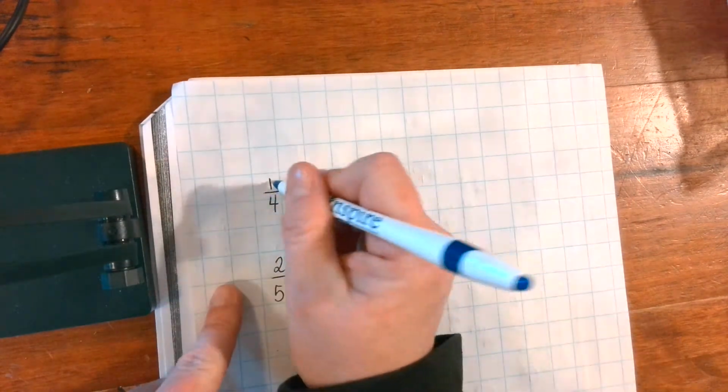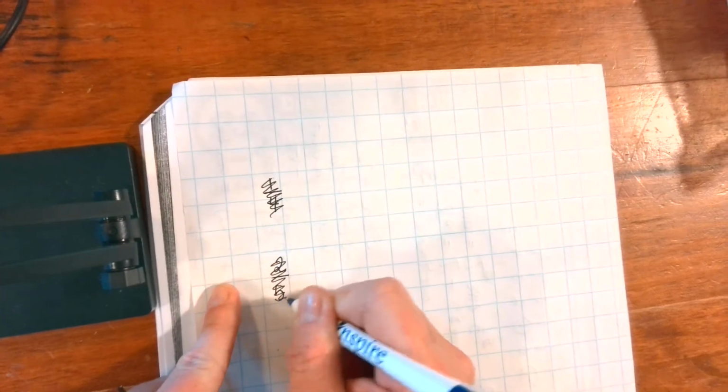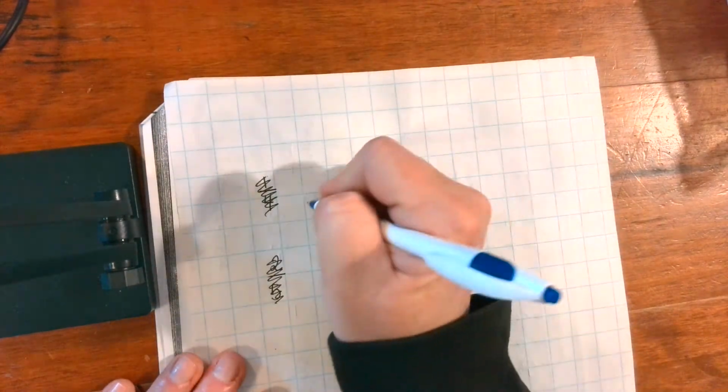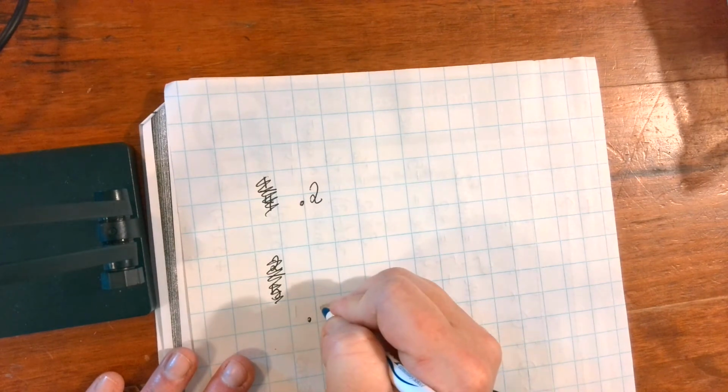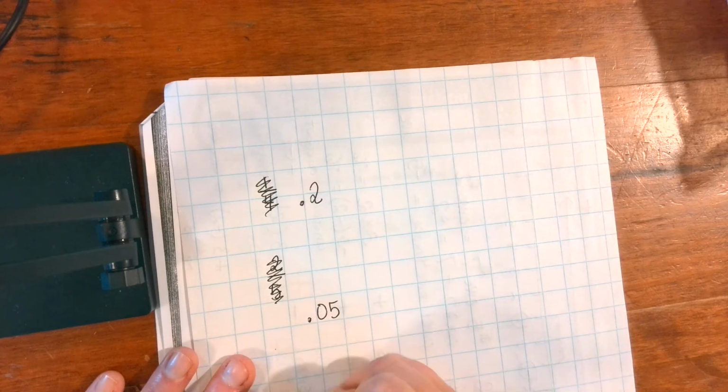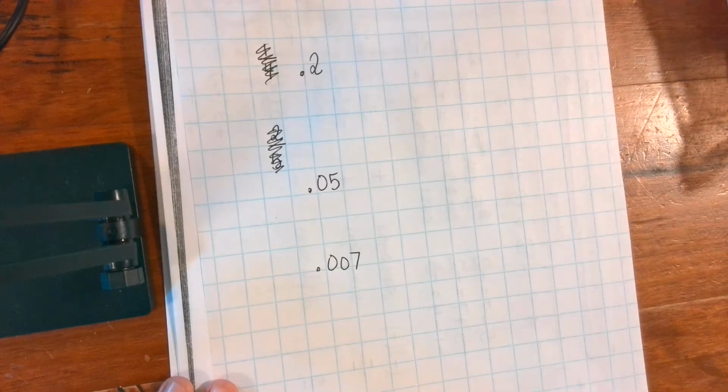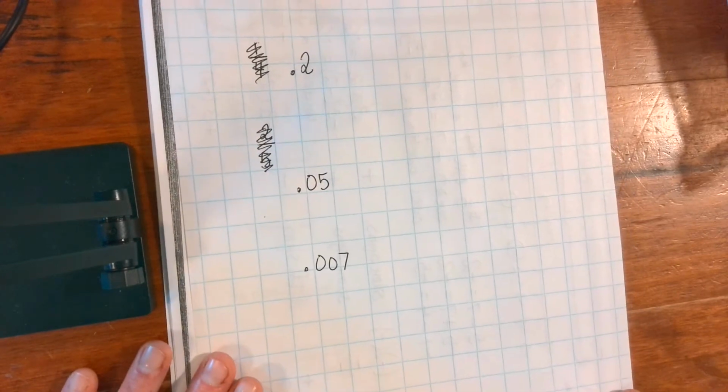Oh, I'm going fraction to decimal. I need to be going decimal to fraction. All right, so here's our first 3 examples, and these are our guided notes.